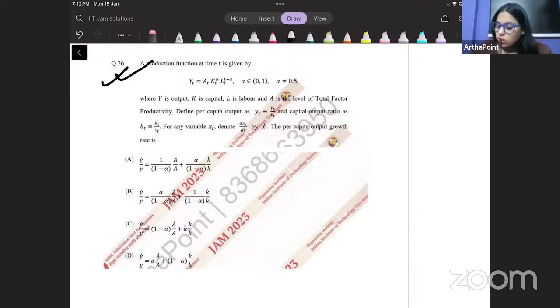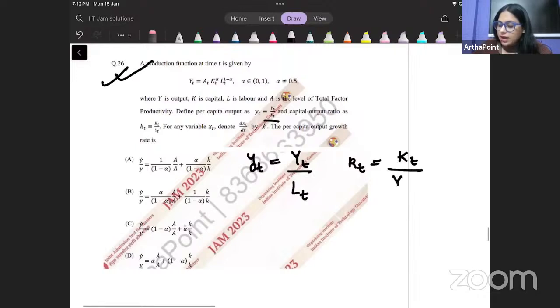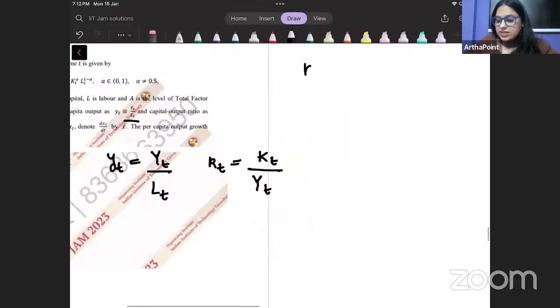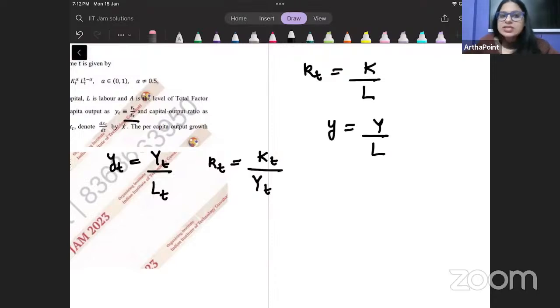Why? Because note that you are given per capita output. मतलब you are given Y_t by L_t. But you are given capital divided by output. ध्यान से देखो. In the Solow model, जब हम Solow model करते हैं, what do we do? We define small k as K by L. We define small y as Y by L. तो हम Solow model easily कर पाते हैं. This is how we do the Solow model.